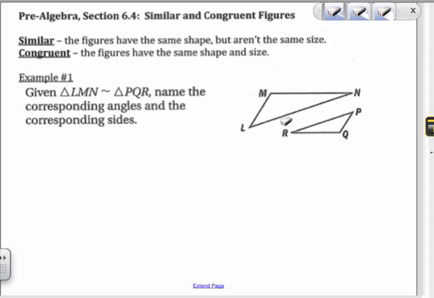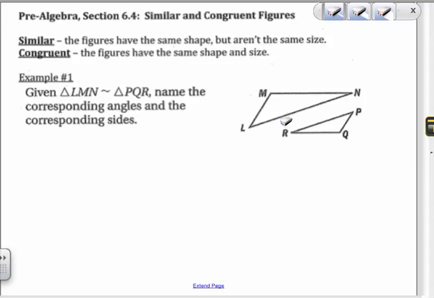Congruent figures have the exact same size and shape. All the angles are the same and the lengths of the sides are the same. So if you took one figure and put it on top of the other one, you wouldn't be able to see it. It sits right on top of it. They're the exact same size and shape. Those are congruent figures. Alright?